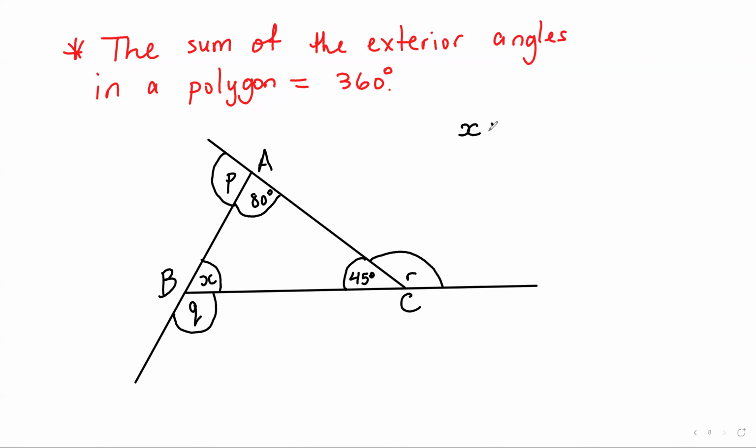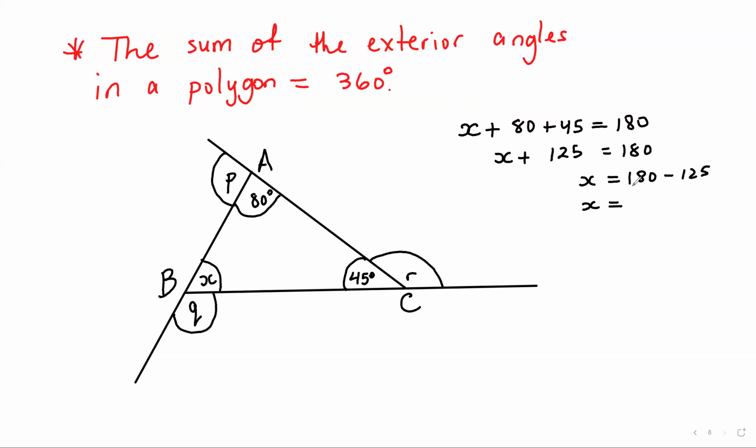So x plus 80 plus 45 is equal to 180 degrees. So therefore, x plus 125, since 80 plus 45 is 125, would be equal to 180. And so x will be equal to 180 take away 125. And that would make x equal to 55 degrees. Good. So x is 55 degrees.